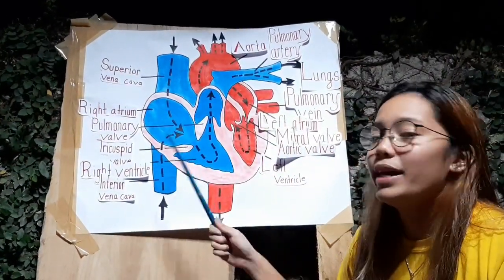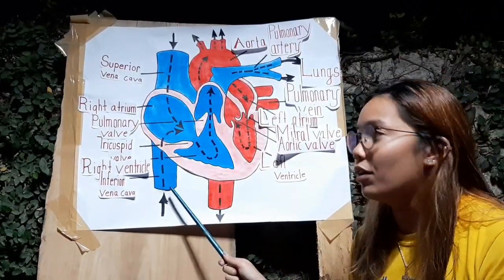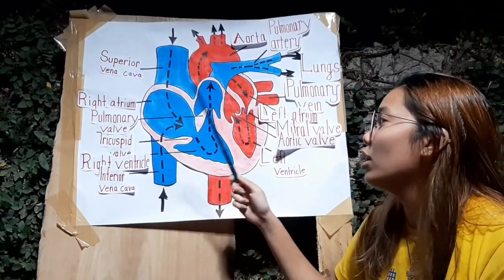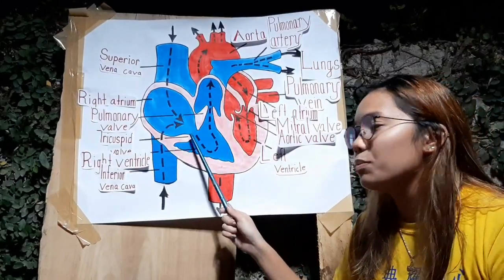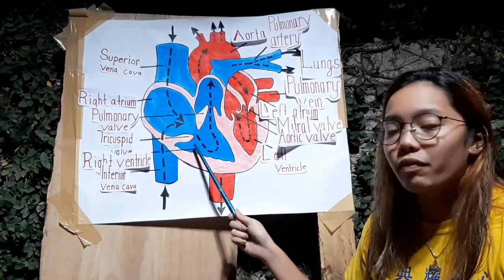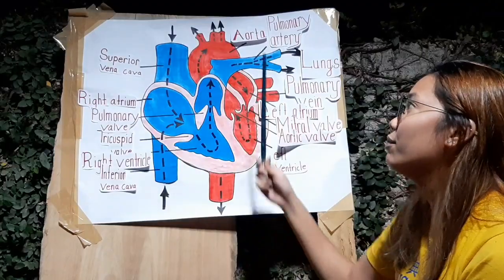So on the right side, we have the superior and inferior vena cava. We have the right atrium, we have the pulmonary valve, we have the tricuspid valve, and we also have, of course, the right ventricle. On the left side, we have the aorta.